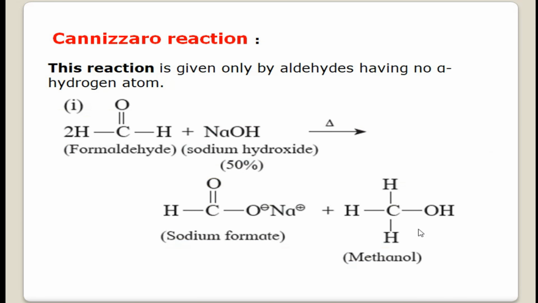Then the next reaction, Cannizzaro's reaction. This reaction is given only by aldehydes having no alpha hydrogen atom. See formaldehyde. Formaldehyde has no alpha hydrogen atoms. Formaldehyde reacts with 50% sodium hydroxide on heating, forming sodium formate plus methanol. This is the reduction of formaldehyde.